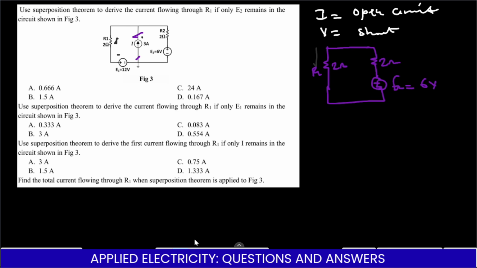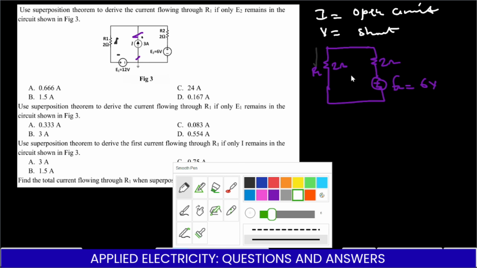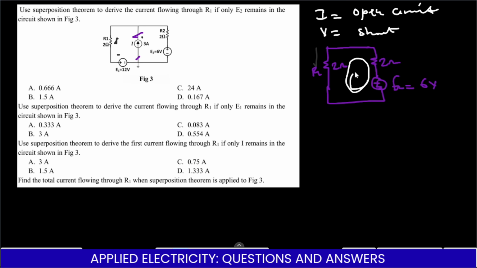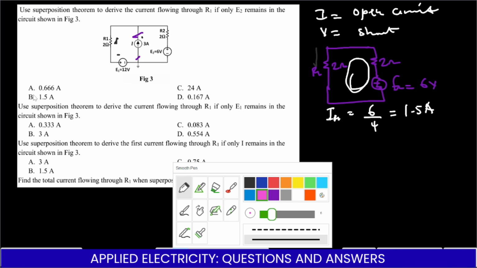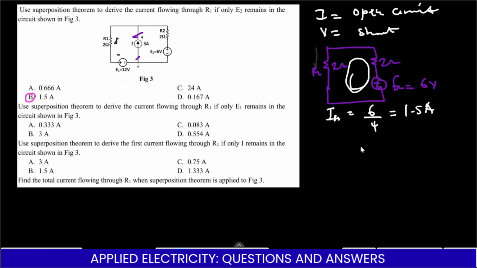Don't forget that after deriving this circuit, it is now a series circuit, so we have only one current flowing through the system. So the current in R1 is the same as the voltage divided by the total resistance. The total resistance is just the two resistances added together, which gives us 4, and that is 1.5 amps. That means our answer is B, which is 1.5. Now let's move on to the next question.